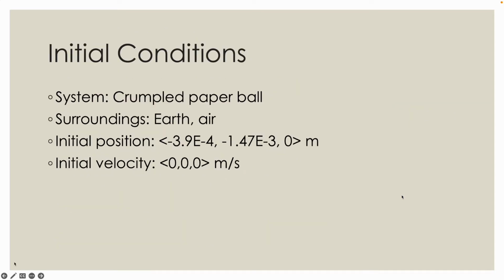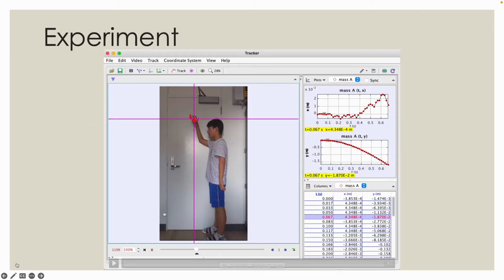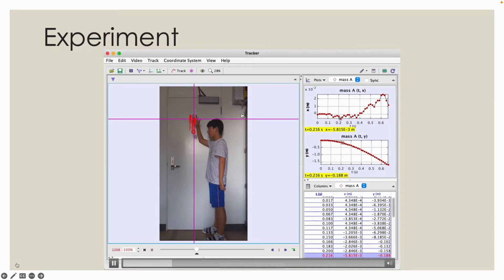So for the setup of the experiment, the system was a crumpled paper ball, the surroundings was Earth and air, the initial position vector was taken from Tracker, and the initial velocity is 0 because the paper ball is dropped from rest. So here's the actual video of the experiment. You can see that the axes are lined up so that the origin is at the initial position of the ball, and the ball is being tracked using these red dots here.